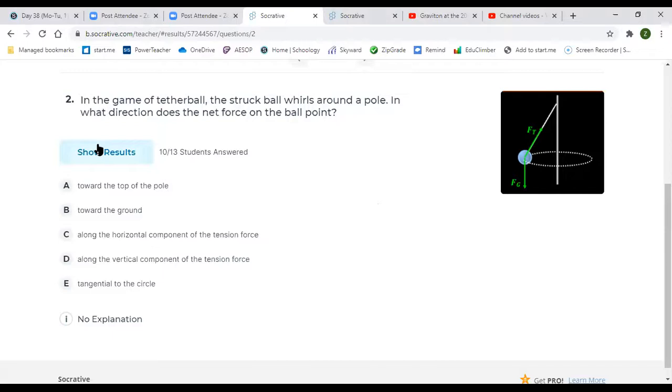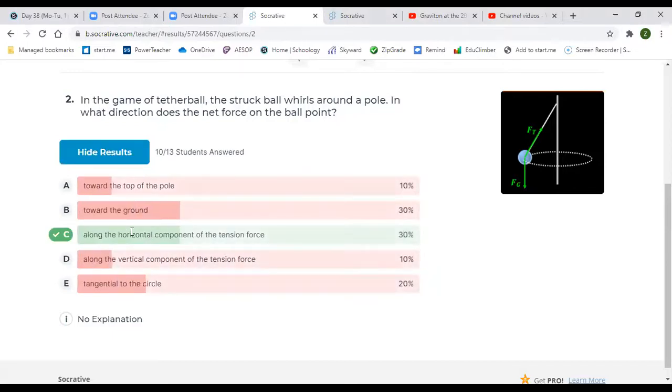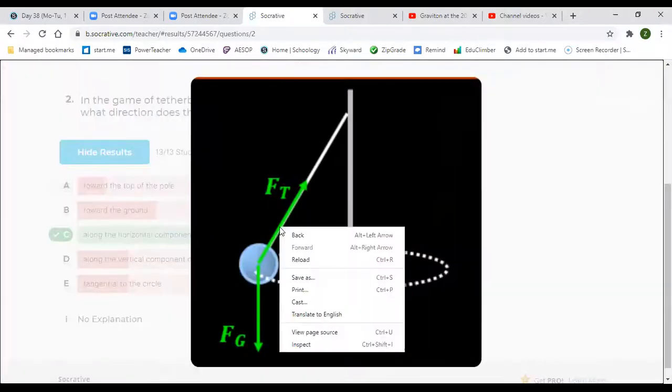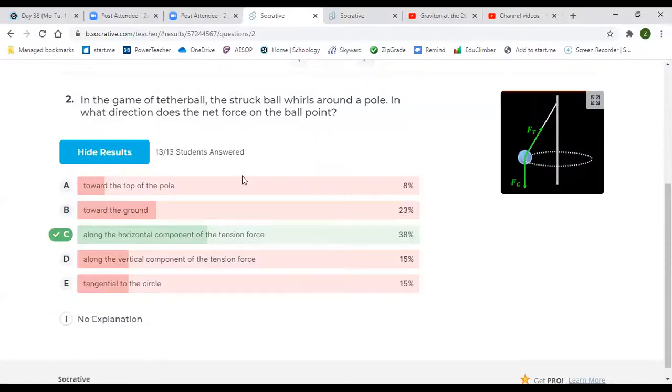All right, let's see what we got. We seem to be favoring towards the ground or along the horizontal component of the tension force. All right, let me see if I can draw on this. I'm not actually sure that I can. No, I can't, so I will just go.